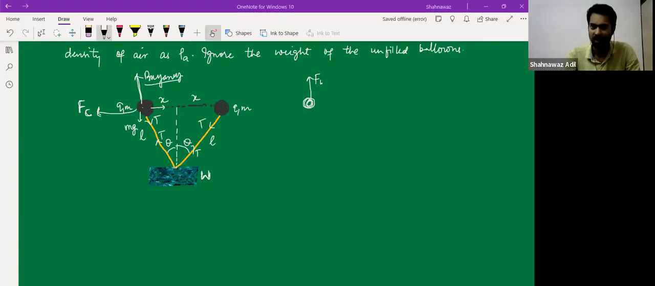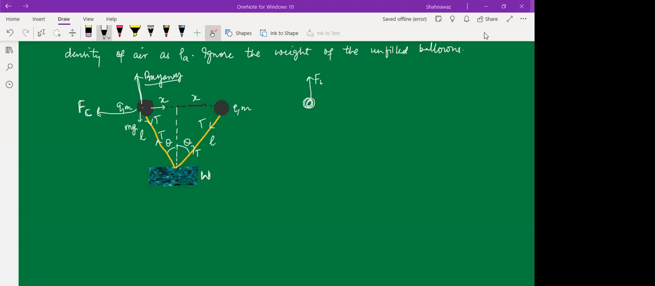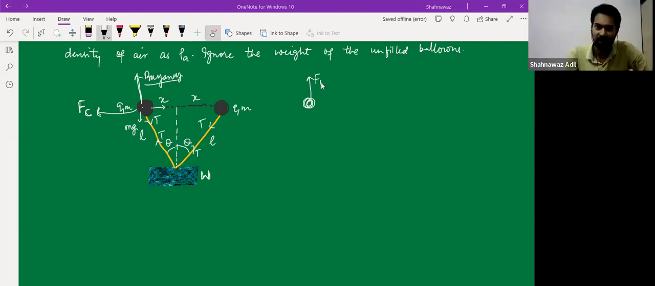Yes, guys, I got disconnected. Okay. Am I audible, guys? Yes, so I was writing the buoyancy force, the weight, and then you have this Coulombic force, and then you have this tension. So this angle is theta.